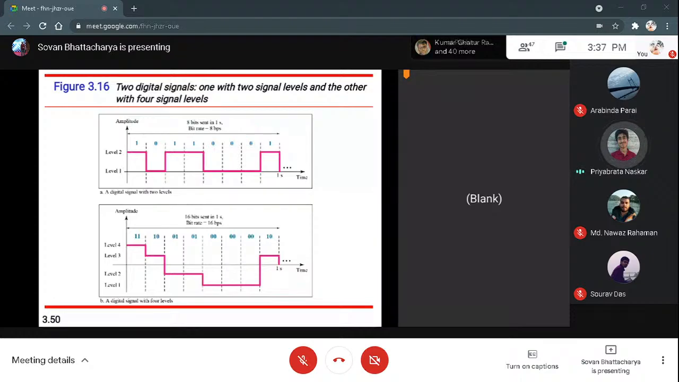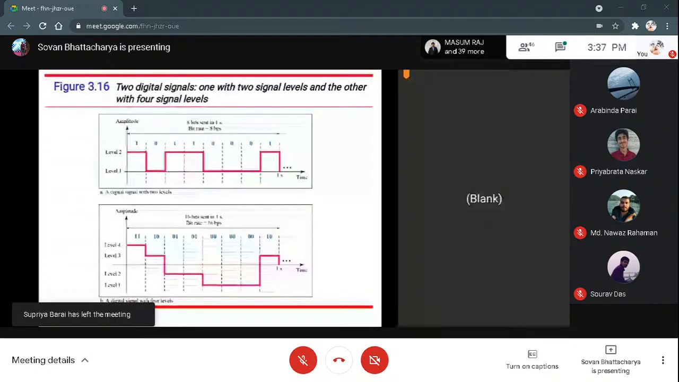Your voice is breaking. So the first one is 2 level wise, and the second one is 4 level wise digital signal data. Okay.